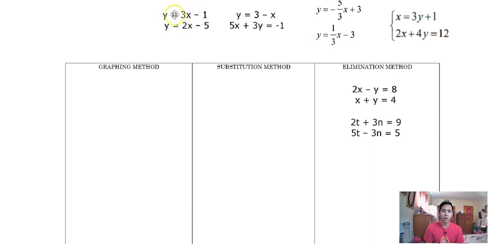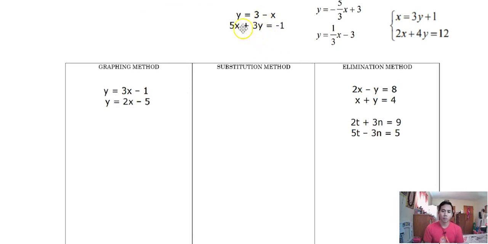Next we have y is equal to 3x minus 1 and y is equal to 2x minus 5. As you can see here, both equations are written in slope-intercept form, which is y is equal to mx plus b. And we said that if both equations are written in slope-intercept form, it's easy to identify the slope and the y-intercept. Therefore, the best method that we can use here would be the graphing method. Why? Because in graphing, you only need your slope and the y-intercept, right?